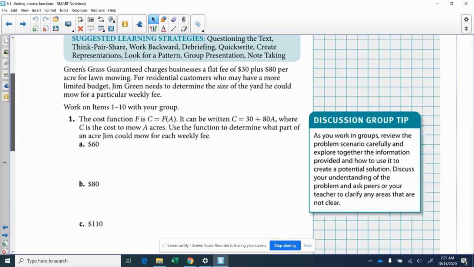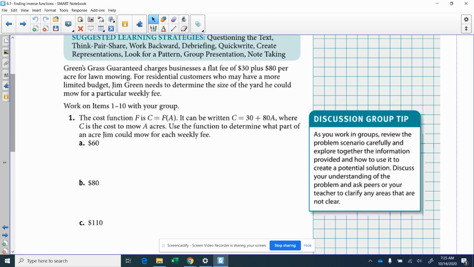So let's start with this situation where Green's Grass Guaranteed charges a business a flat fee of $30 plus $80 per acre of lawn mowing. For the residential customers who may have a more limited budget, Jim Green decides to determine the size of the yard he can mow for a particular weekly fee, okay?